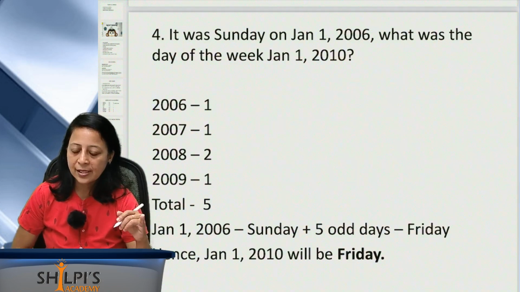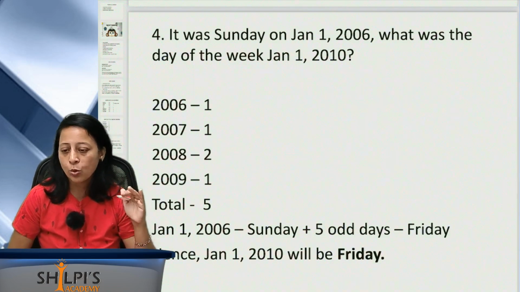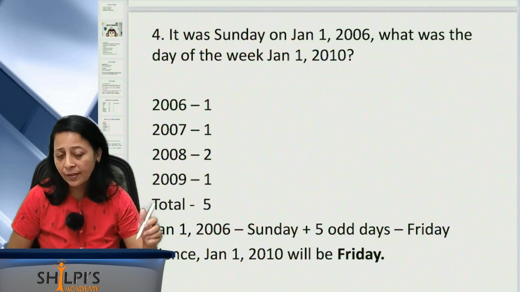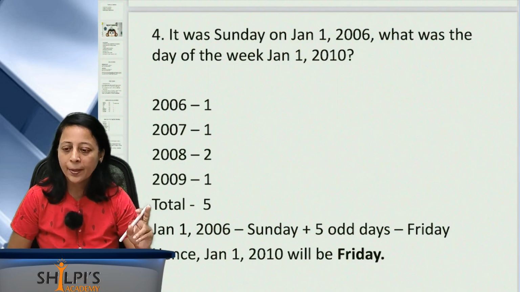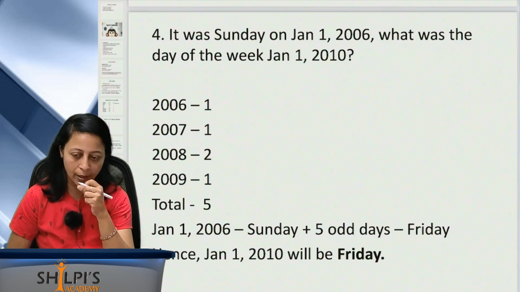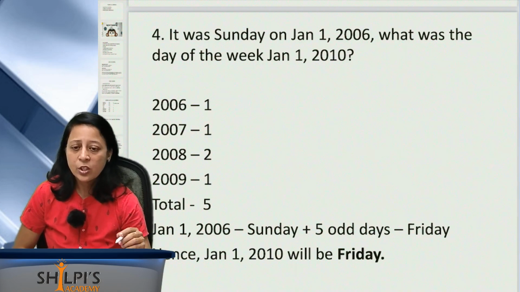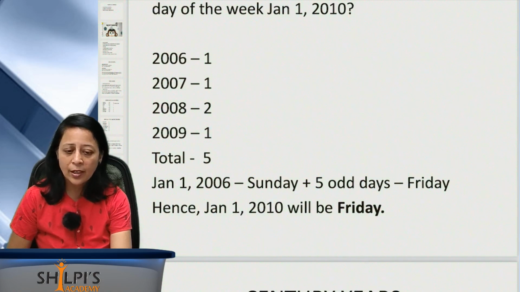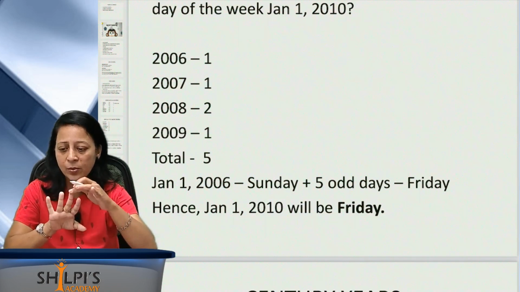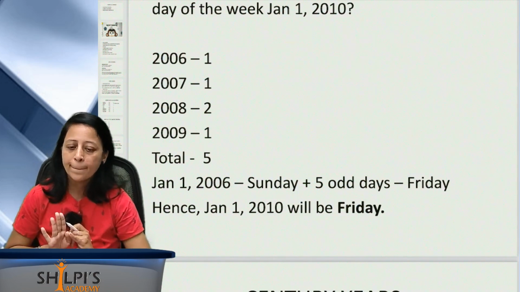So 2006 is an ordinary year, so 1 odd day. 2007, 1 odd day. 2008 is a leap year, so 2 odd days. 2009, 1. So they have asked you for Jan 1, 2010. So we will stop at 2009, because 2010 is not a completed year. Okay, so we are going to take only 2006, 7, 8 and 9. So it's totally 5. Okay. So January 1, 2006, as per the question they have given, is your Sunday. Okay. So Sunday plus 5 odd days: Sunday, Monday, Tuesday, Wednesday, Thursday, Friday. So plus 5 odd days, it's going to be Friday. So Jan 1 will be your Friday.